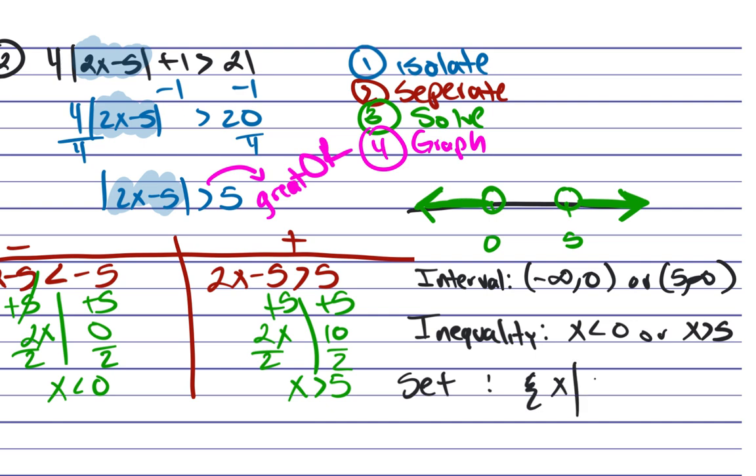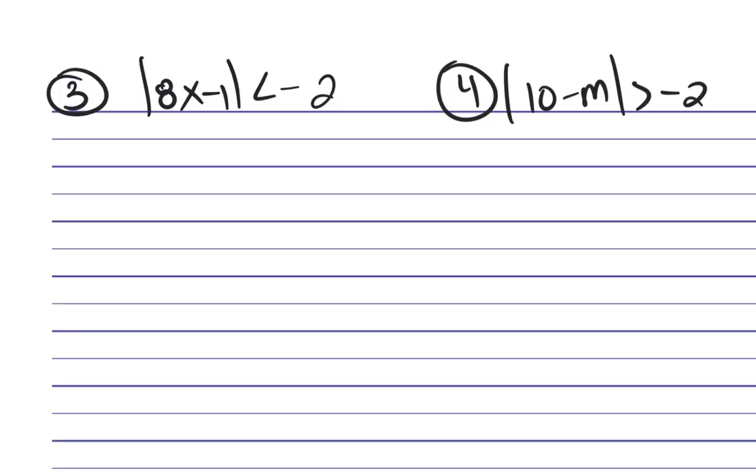Curly x such that x is less than 0 or x is greater than 5. Like that. Okay, for these next two questions, let's talk about special solutions. I have my absolute value isolated and it's less than a negative number. Remember from equations, whenever we have a negative number, we have a special case. So let's look at it.